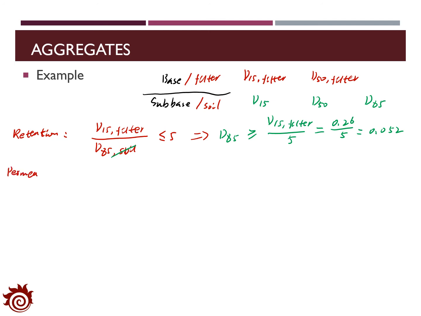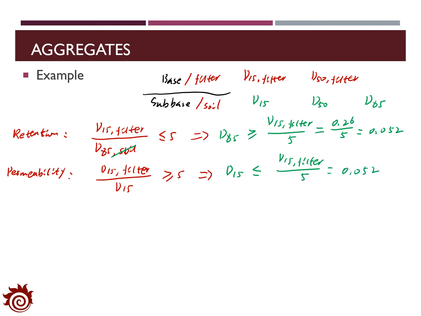And then for the permeability, we have D15 filter over D15 soil higher than 5. That one will give you the relationship as D15 is less than D15 filter over 5. Similarly, get a value as 0.052.